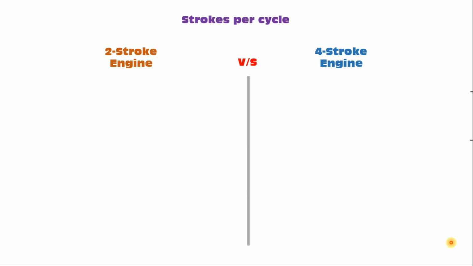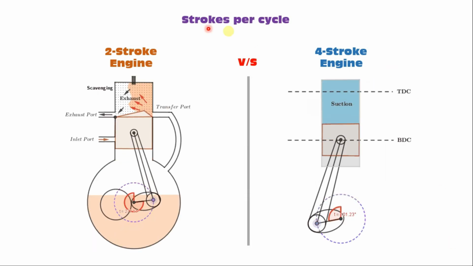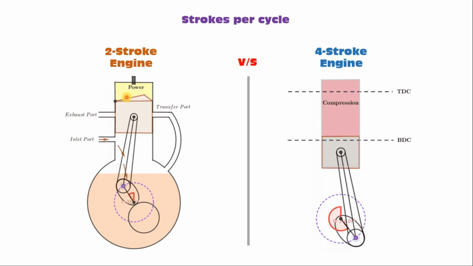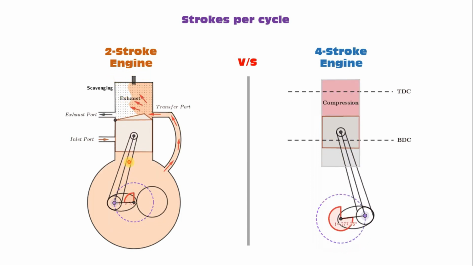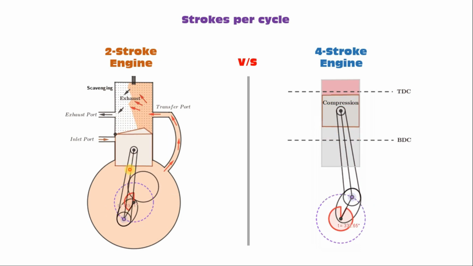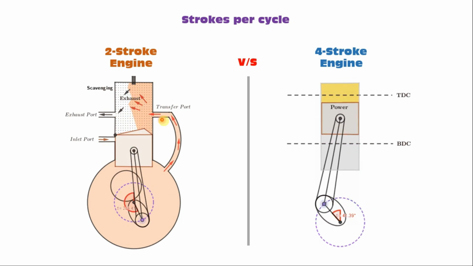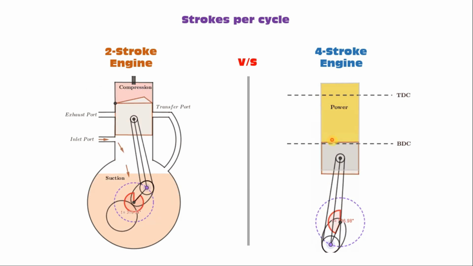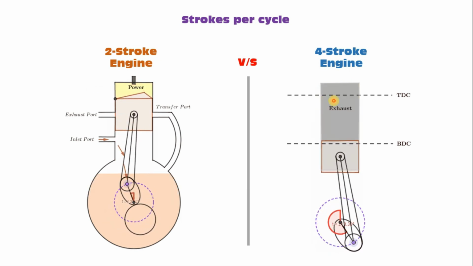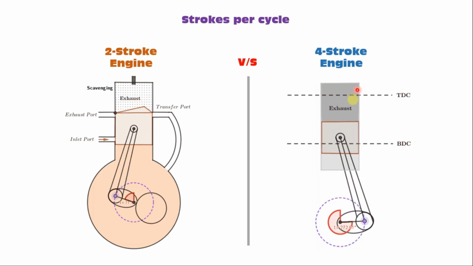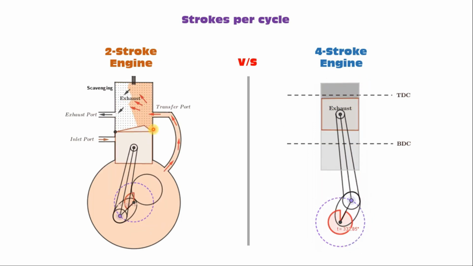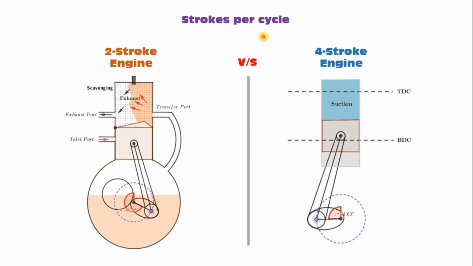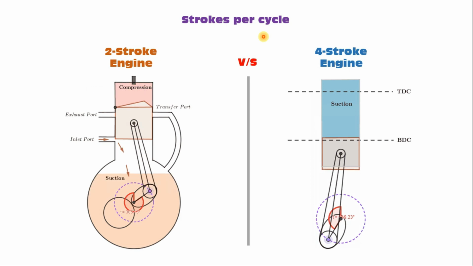So first, based on strokes per cycle. In a two-stroke engine, as we have seen the working of it, the cycle is completed in only two strokes, meaning two movements of piston. And in a four-stroke engine, the cycle is completed in four movements of piston. That is why it is known as four-stroke, and this is two-stroke. So in a two-stroke engine, the cycle will be completed in two strokes only.